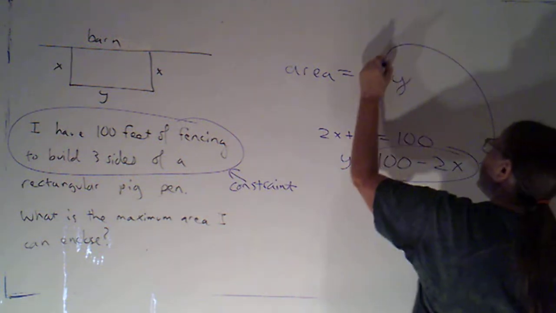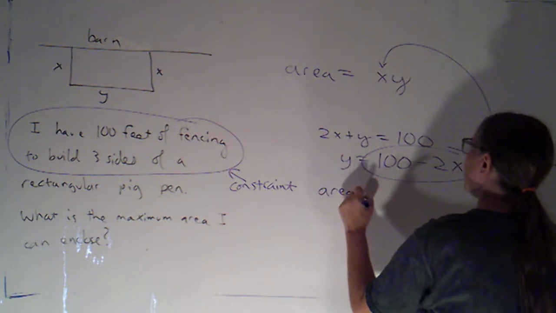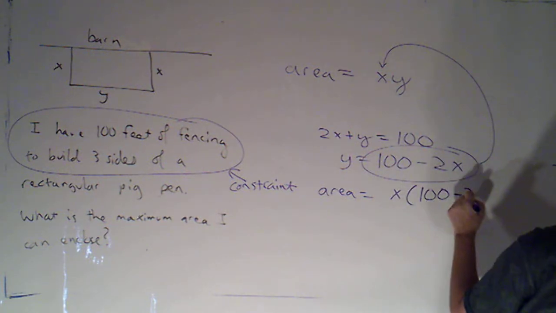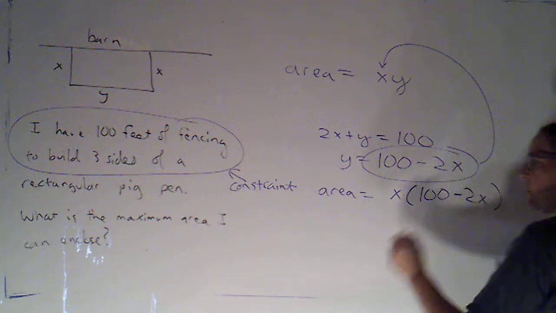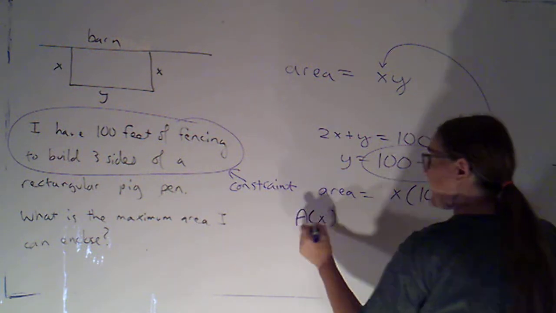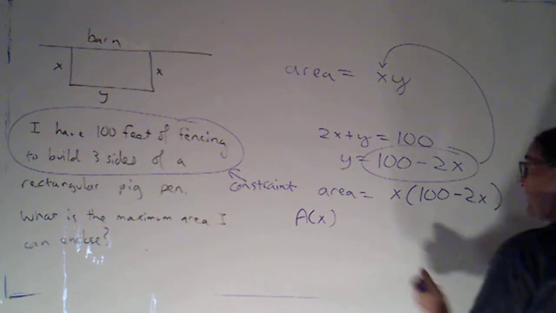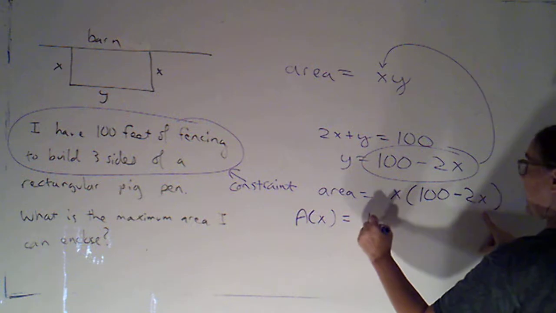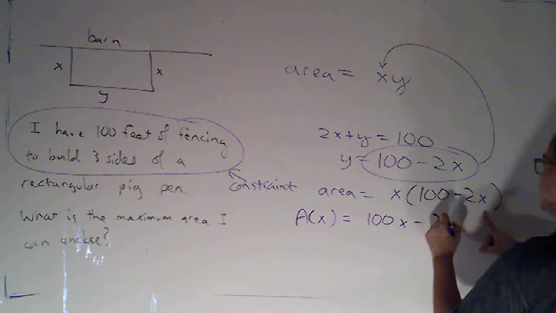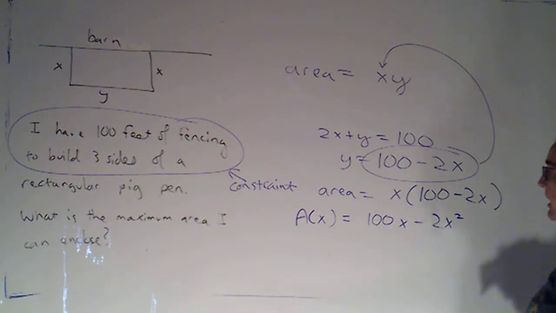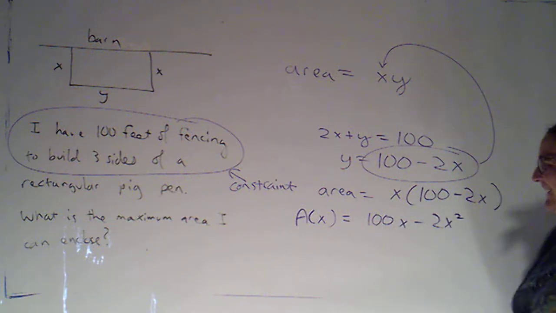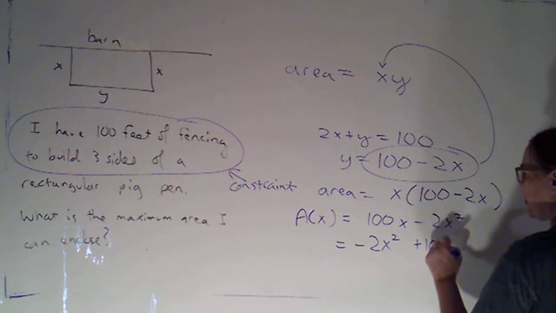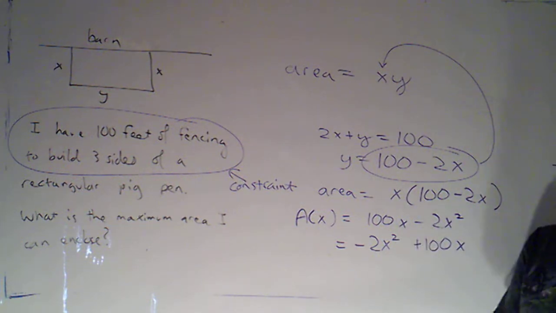Now, if I plug that in, I get that area is x times 100 minus 2x. So I can now think of that as A of x. Area is a function of my 1 variable x, and it's given by this formula. I think I'm going to go ahead and multiply that out. That's 100x minus 2x squared. Oh my goodness, that's a quadratic. Oh, this is so exciting. I'm going to just write that with the squared term first because that way it looks a little bit more familiar.